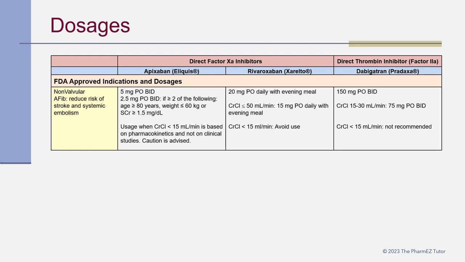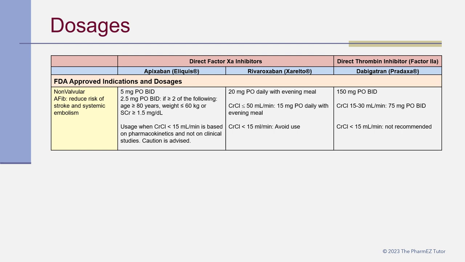Usage when the creatinine clearance is less than 15 is based on pharmacokinetics and not on clinical studies. Caution is advised. The dose for rivaroxaban is 20 mg daily with the evening meal. If the creatinine clearance is less than or equal to 50, the dose should be reduced to 15 mg daily with the evening meal. And if the creatinine clearance is less than 15, avoid use.